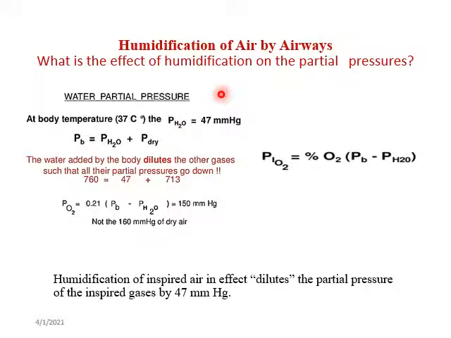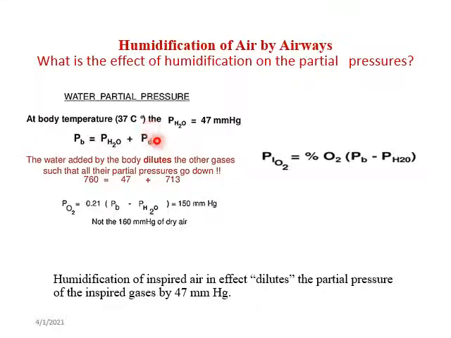Now, I want to ask you this question. Once the air gets to the airways and to the alveoli, the alveoli are not dry, they have some water. And the water vapor exerts some pressure and dilutes the total partial pressure of gases once they are in the alveoli. So if you want to calculate the partial pressure of gases within the airways, you have to consider this. The pressure in the airways will be equal to both the water vapor pressure as well as the partial pressure of the dry air.